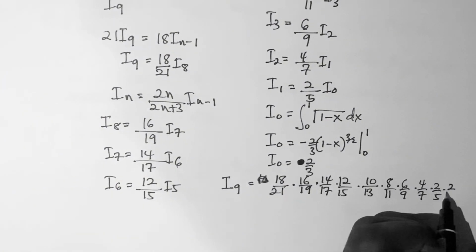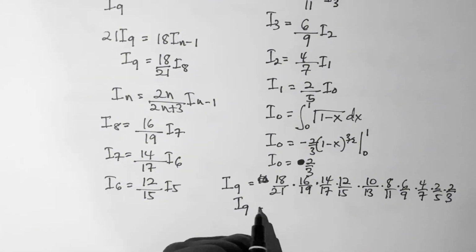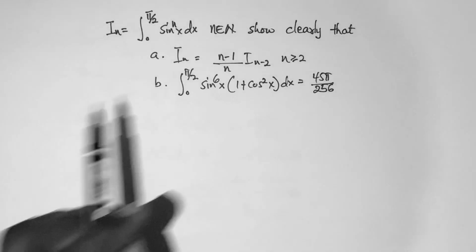So times 2 over 3. And when you do all of this, you find out that I of 9 is equal to 0.027. So let's solve this problem.